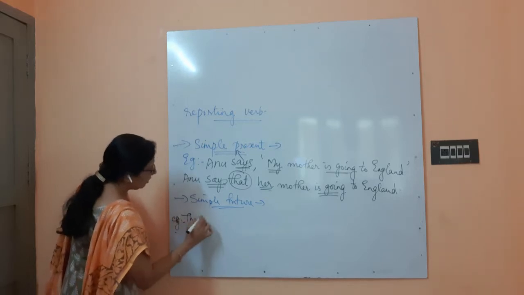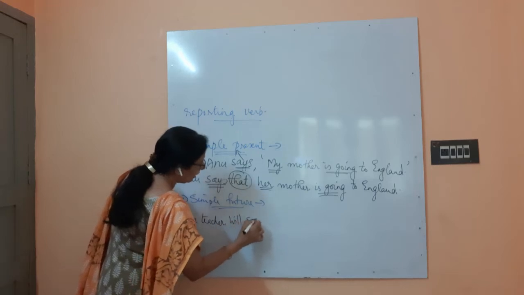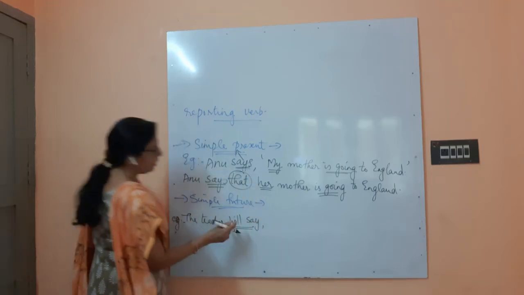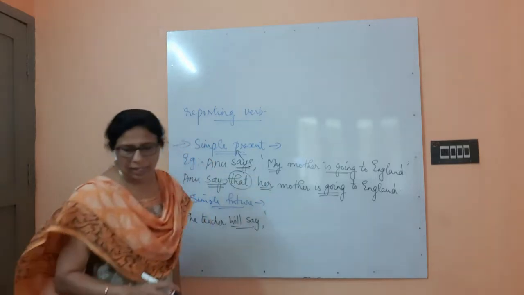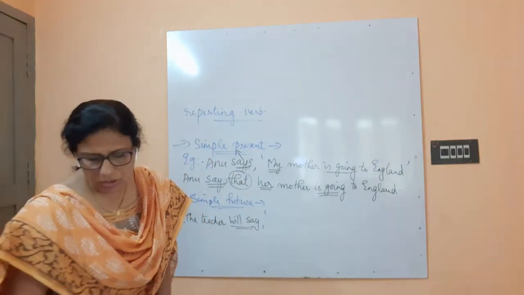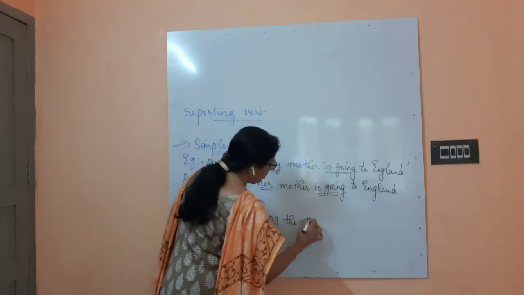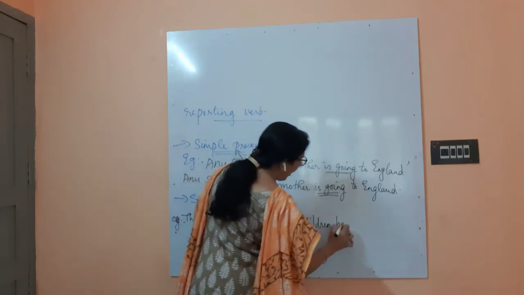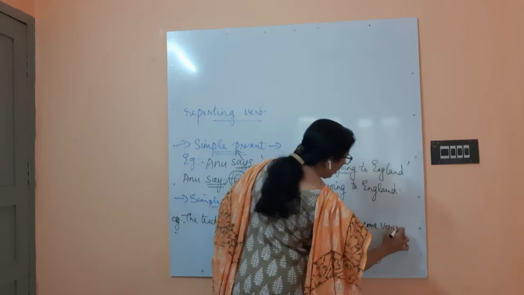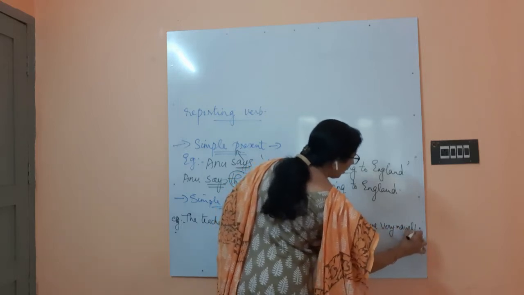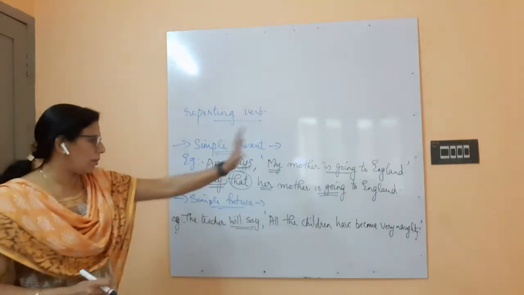Example: the teacher will say, and we know that will say, the reporting verb, is simple future. Will say, and comma, and begin the quote: All the children have become very naughty. Full stop and close the quote.